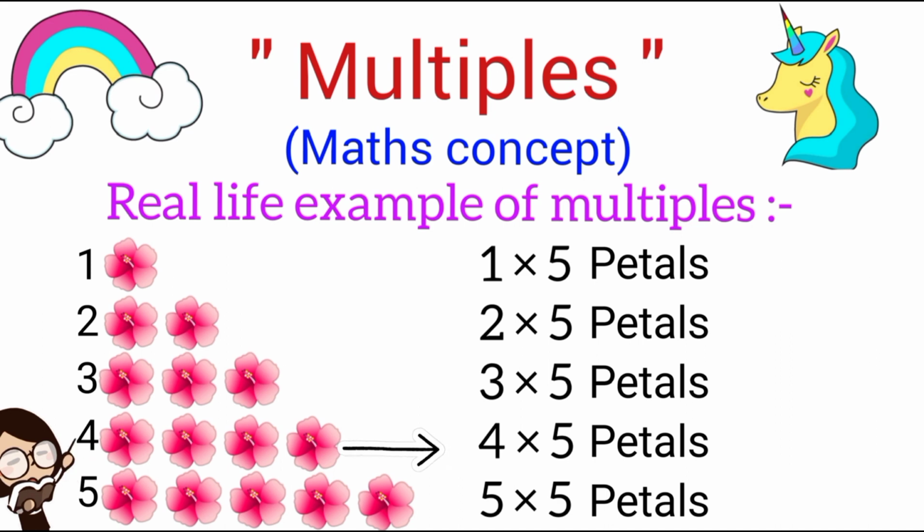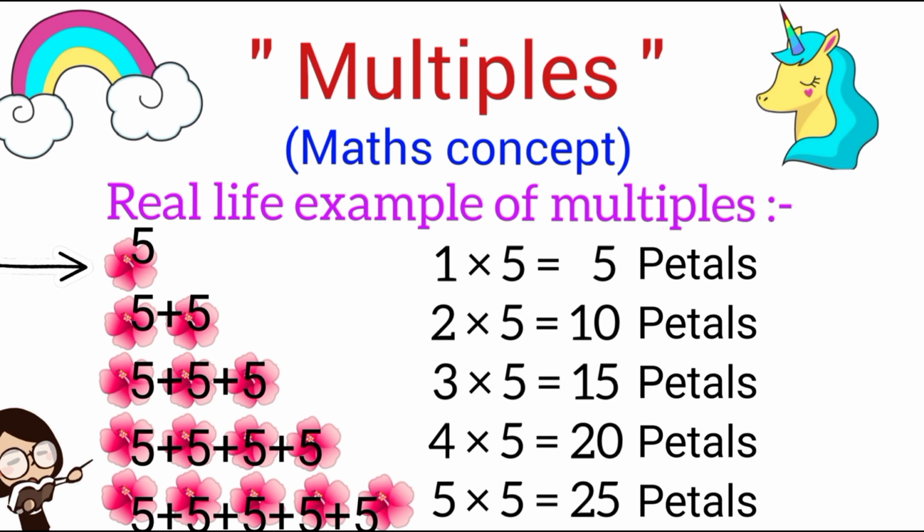Similarly, the fourth row is also having 4 flowers and these 4 flowers each are having 5 petals. So, it represents the product of 4 and 5. In the same way, the fifth row is also having 5 flowers and these 5 flowers each are having 5 petals. So, it represents the product of 5 and 5.